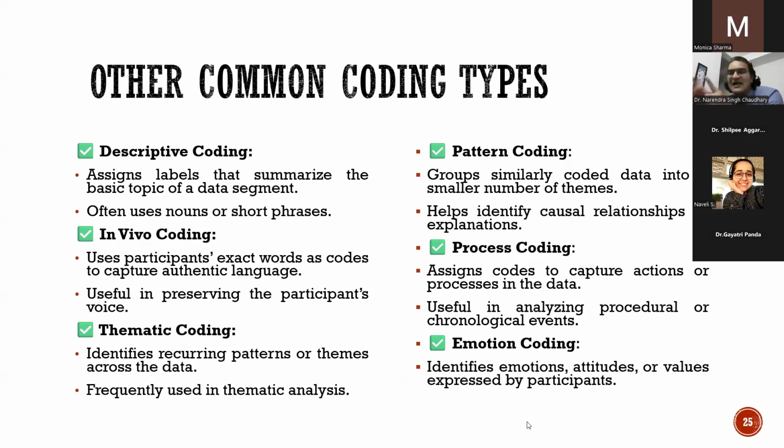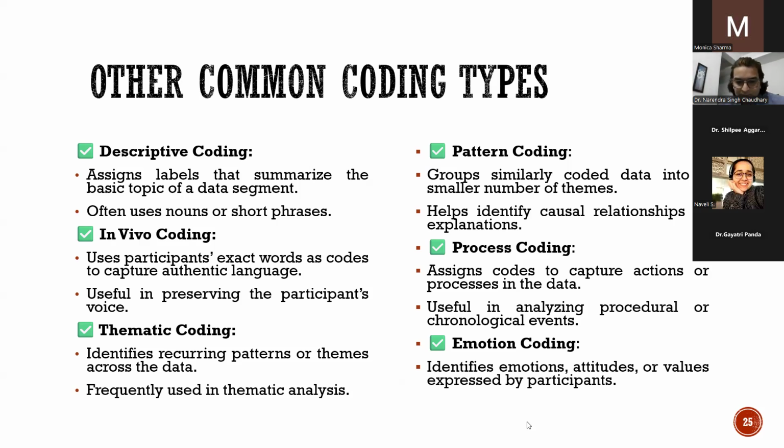That is useful in analyzing the procedural or chronological events: okay, first this thing happened, then that thing happened. That means the process. What is the process that has been followed? And then emotion coding. That means what kind of emotions people are having, what kind of attitude they're having. So largely when you talk about sentiment analysis, or the values that have been expressed by the participant, that is basically emotion coding. Shall we move ahead?